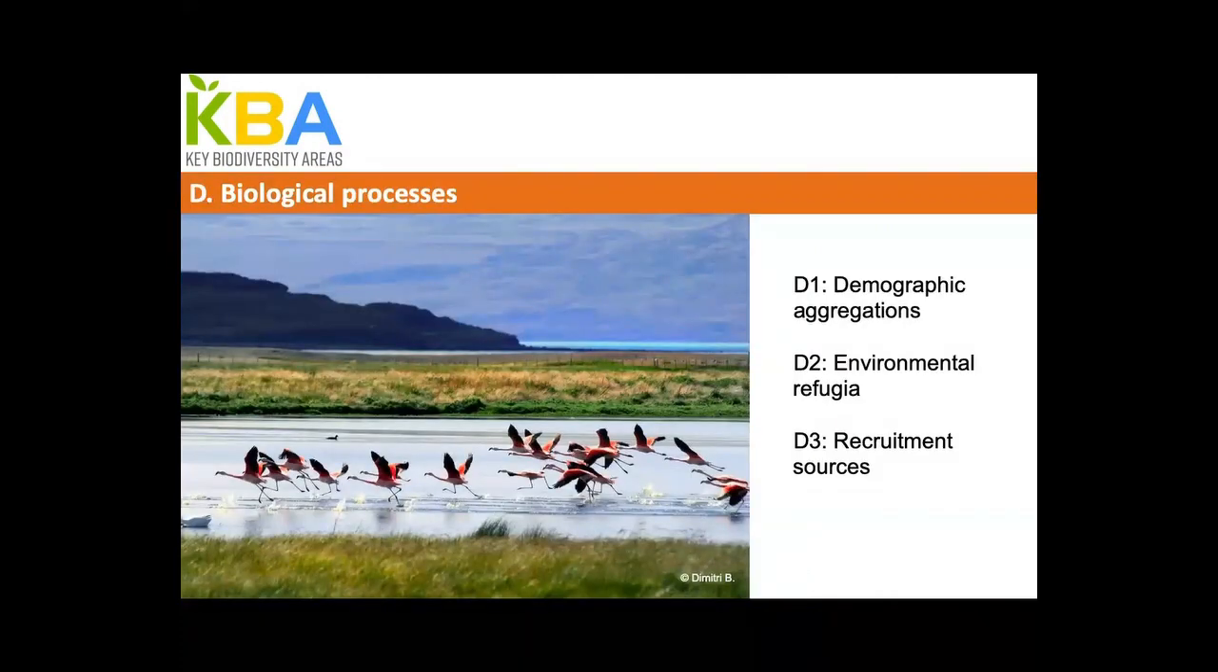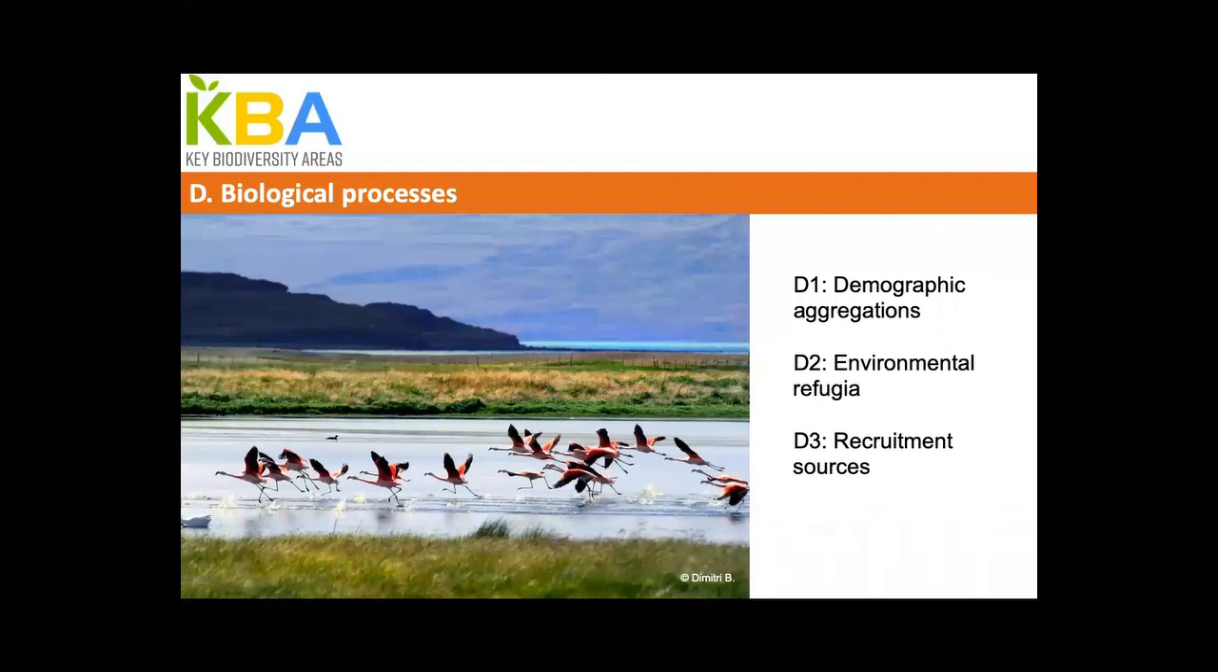Sites triggering criterion D maintain important biological processes. D1 sites hold a significant proportion of the global population of the species during one or more life history processes, such as feeding, breeding, or migration. So these sites protect demographic aggregations. D2 sites protect environmental refugia. These are sites where a significant proportion of a species' global population seeks refuge during periods of environmental stress, such as severe drought. So these sites may not be that important in ordinary years, but in abnormal years, they become absolutely critical to the persistence of a species population.